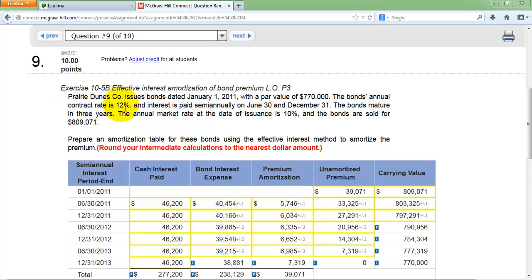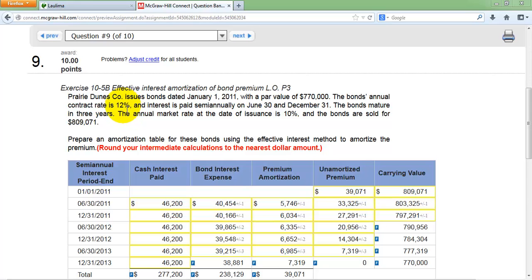Here we have Prairie Dunes Company issuing bonds on January 1st. The par value is $770,000. This is the amount that has to be paid back. This is the money we're borrowing, and this is the amount that has to be paid back on maturity. The bond's annual contract rate, stated right on the bond, is 12% a year.